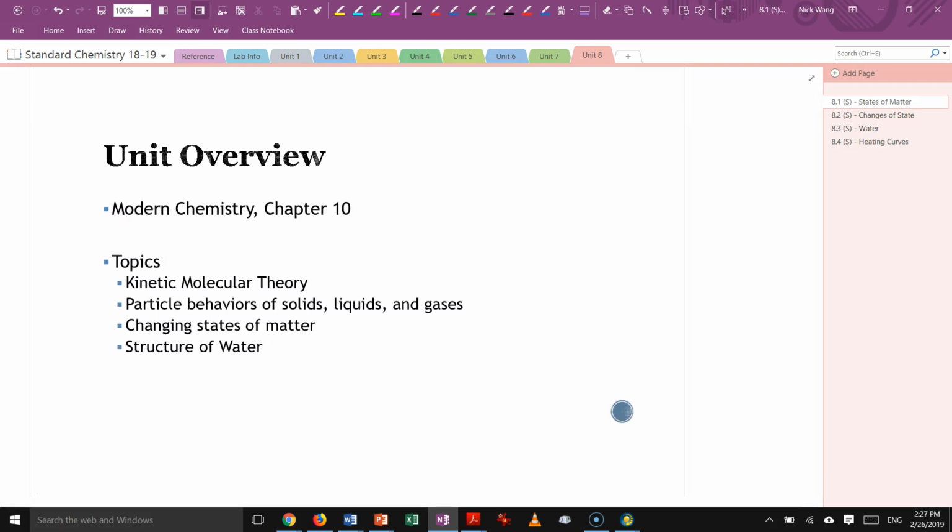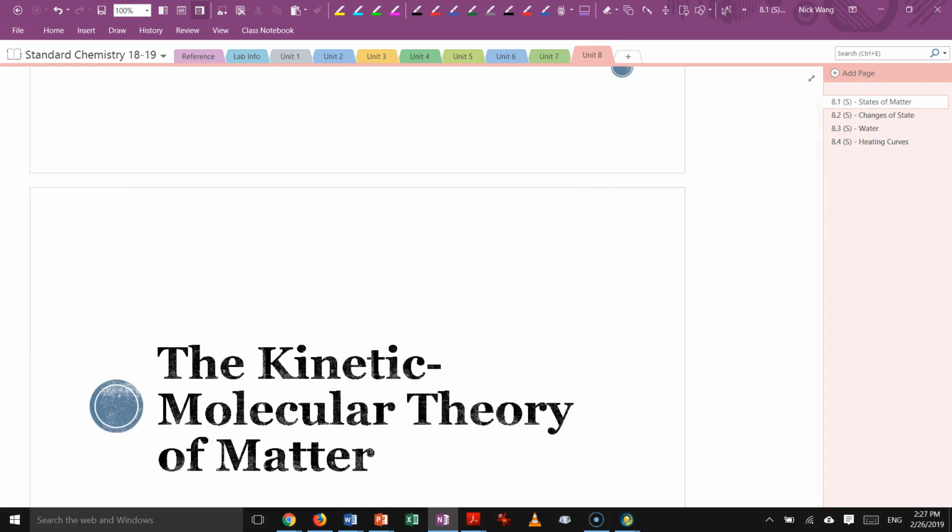So you can see here that we're mostly going to end up looking at the kinetic molecular theory to start, and then also the particle behaviors of solids, liquids, and gases. Eventually, we'll get into the structure of water, the changing of states of matter, and the energies associated with it. But definitely, these first two apply throughout the entire unit. We'll use these pretty heavily in this first set of slides.